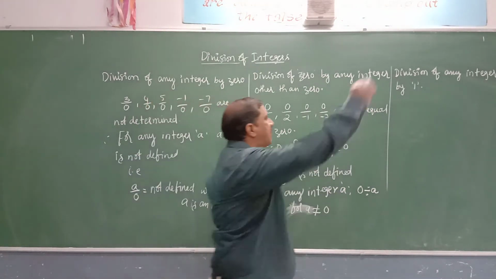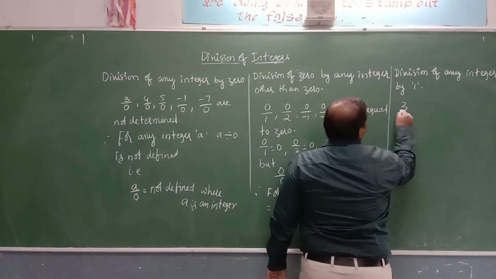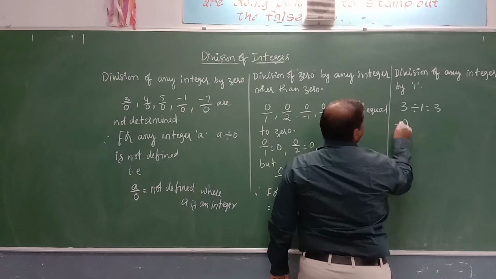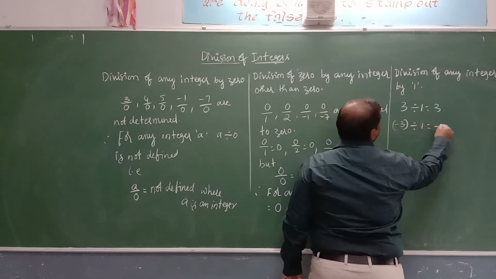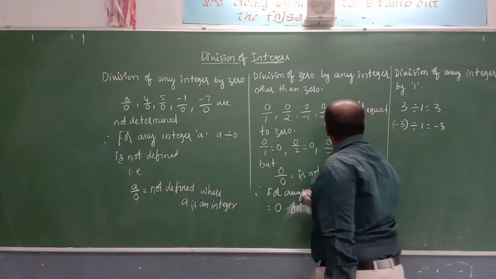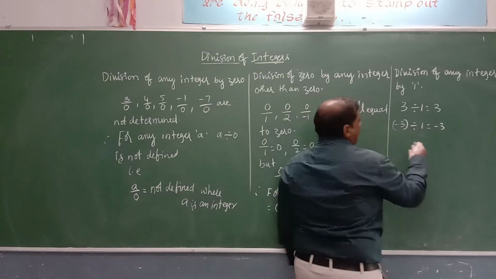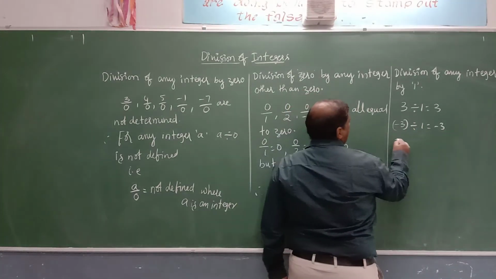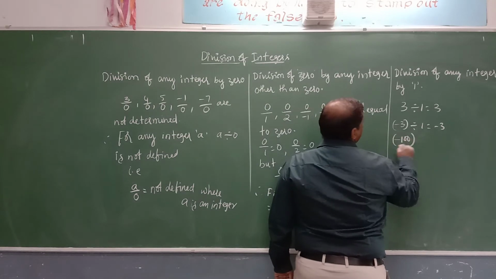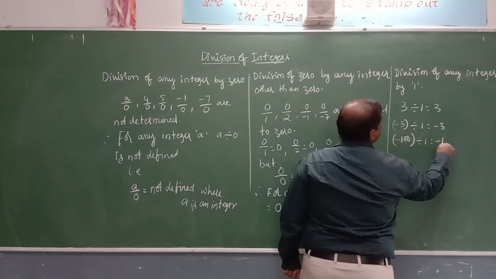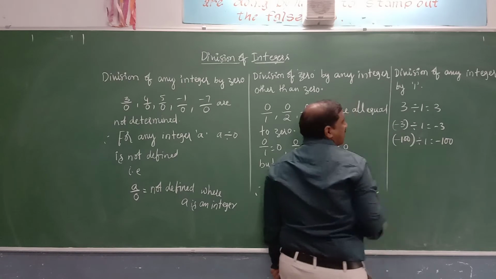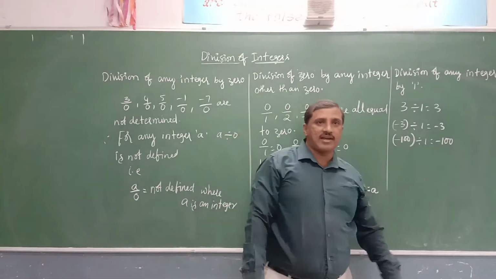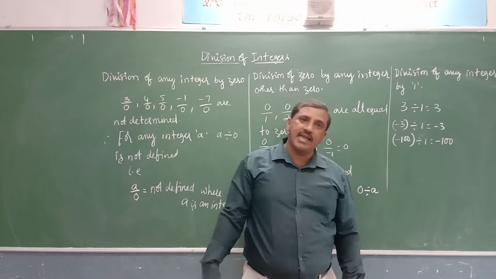What we get is this. So 3 divided by 1 we get 3. First we discuss positive numbers, so no problem. Minus 3 divided by 1 is equal to minus 3. Minus 100 divided by 1 is equal to minus 100. So what can we conclude from this? Any integer divided by 1, we get the result as the same integer.